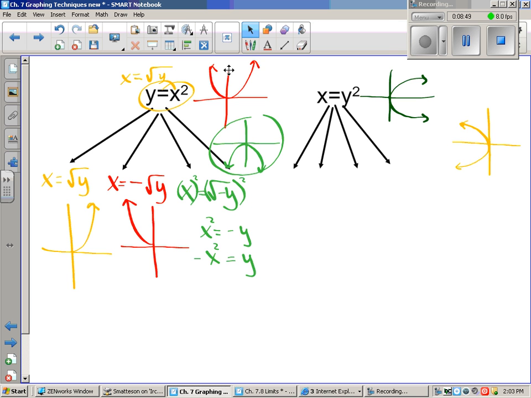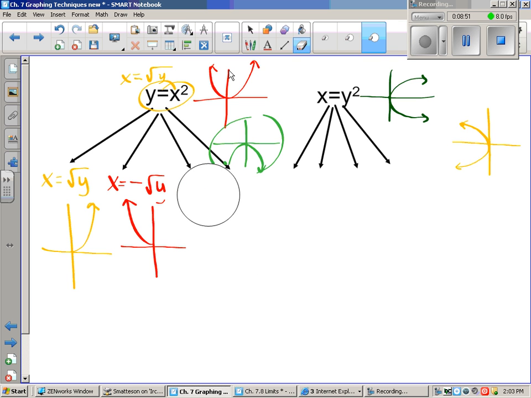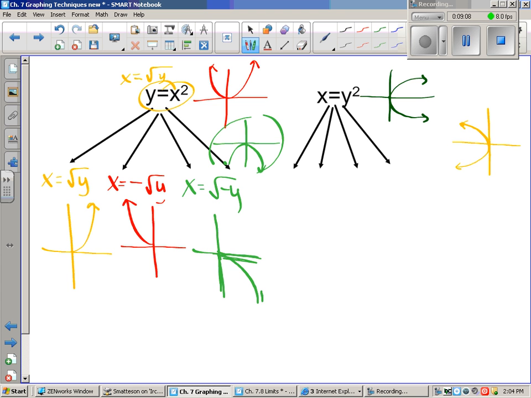Okay? So when, back to this. What this is saying is x equals positive square root, but the y's are negative. X's are positive, so that means to the right. Y's are negative, so it's this part of the graph.